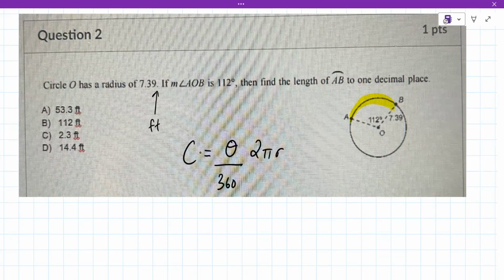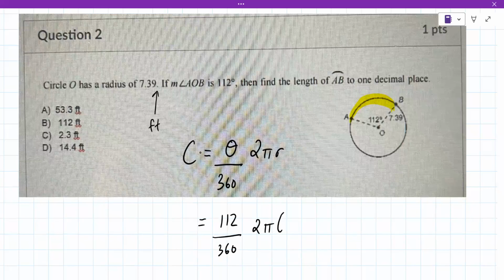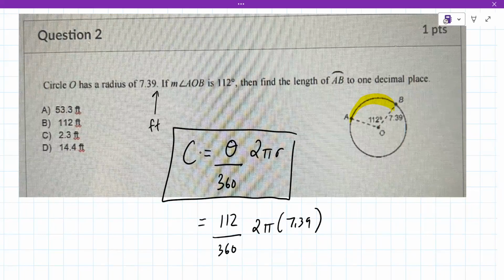And so that's where that 112 comes in. It's 112 out of 360 times 2 times pi times the radius, which is 7.39. And so this is a formula you might want to have on a reference sheet.